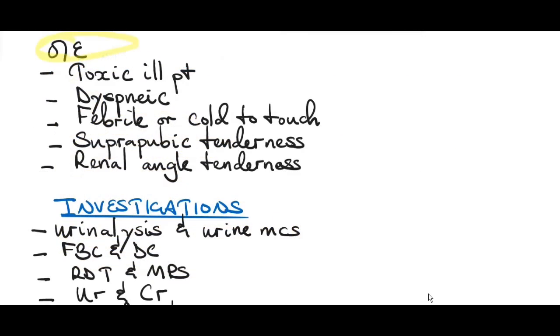When you examine, the patient will look toxically ill, might be dyspneic, febrile or cold to touch, with suprapubic tenderness because that's where the bladder is, and renal angle tenderness because that's where the kidneys are.